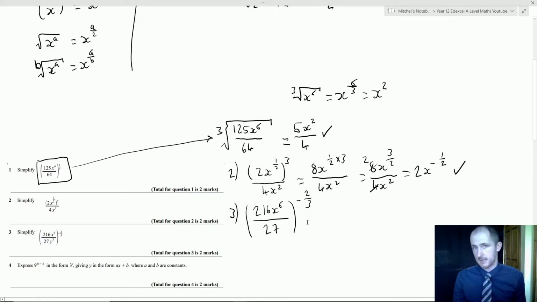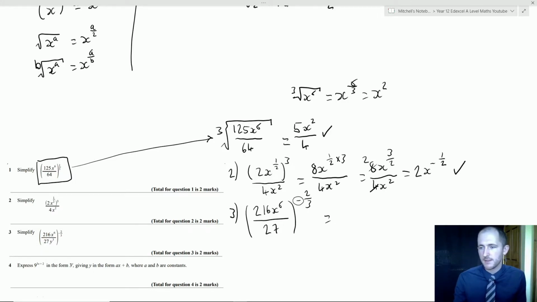Well, it actually doesn't matter. But here's what I recommend. First things first, get rid of the minus. So all this minus does is it flips our fraction. So let's do that. So that's going to now become 27 over 216x to the 6.